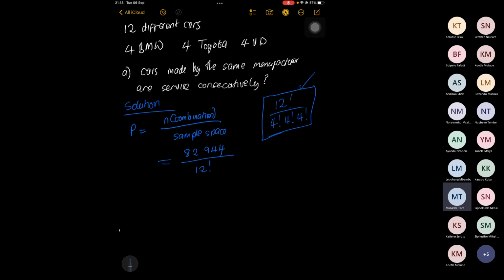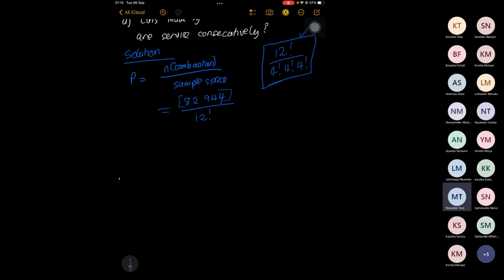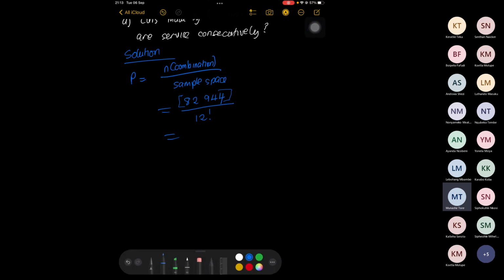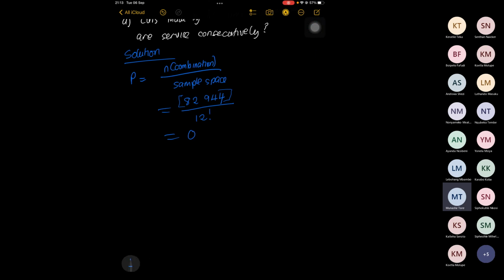So you divide this answer, 82,944, by your sample space. In this case, it's just 12 factorial, because we know that all our objects are different. So if they are different, then you just divide by 12 factorial. Then that's it. So if you do this, your answer will be 0.000017316 and so on, which is 0.0002 approximately, which is the answer given in this document.